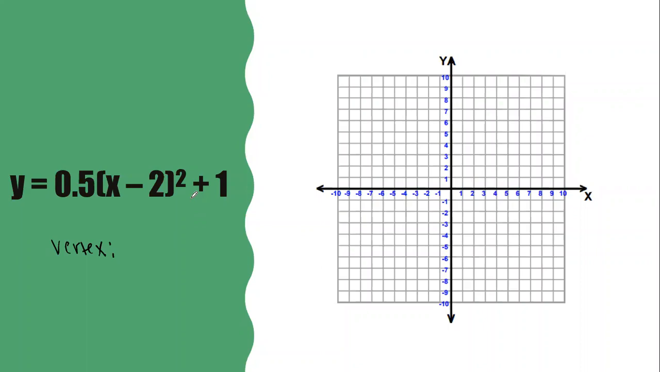All right, can I get a Zoom volunteer? Tell me what the vertex would be for this equation. If you're raising your hand or something like that, I can't see. I don't have your screens up. I volunteer.